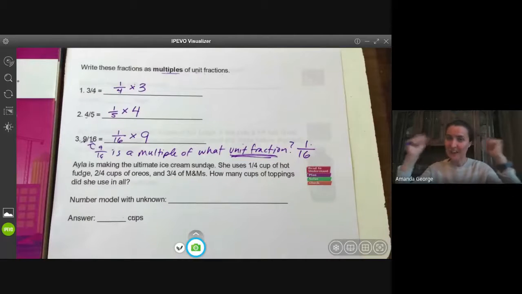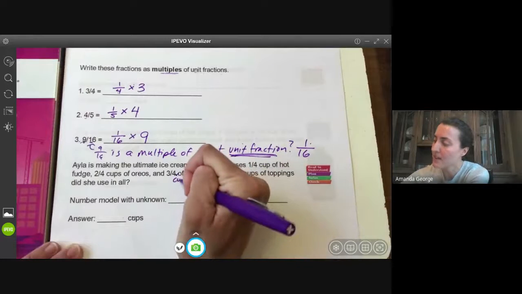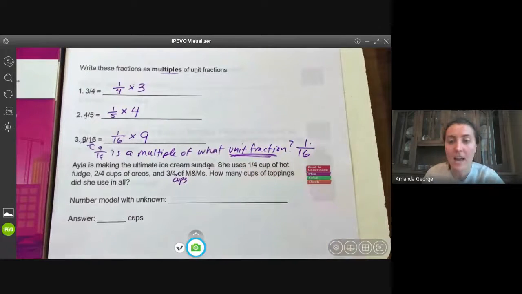Now we get to apply it in a word problem. So this one, I used Ayla in my example. Ayla, and this example might make you hungry. Apologies for that. Ayla is making the ultimate ice cream sundae. She uses a 1/4 cup of hot fudge, 2 1/4 cups of Oreos, and 3/4 cups of M&Ms. How many cups of toppings did she use in all?